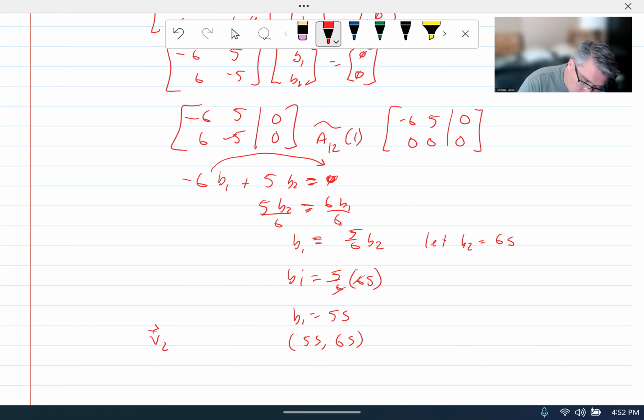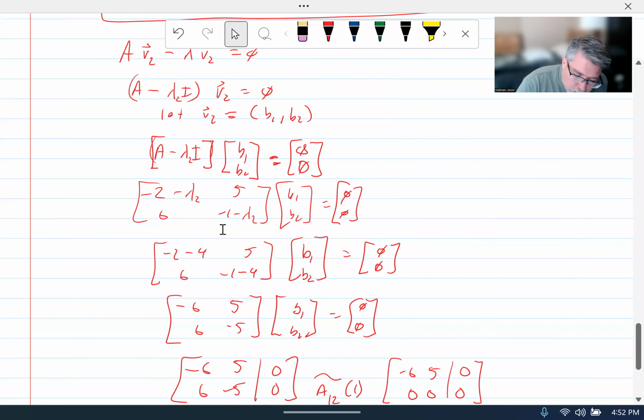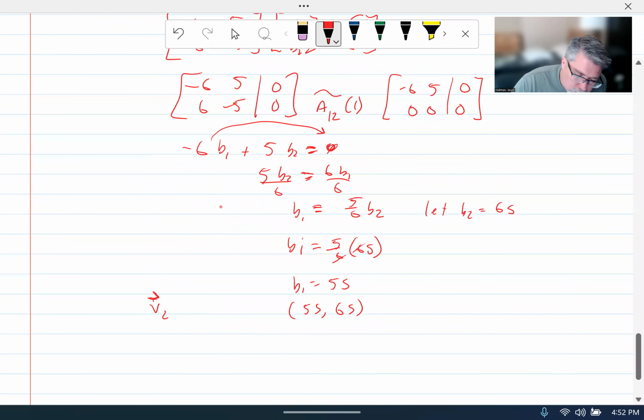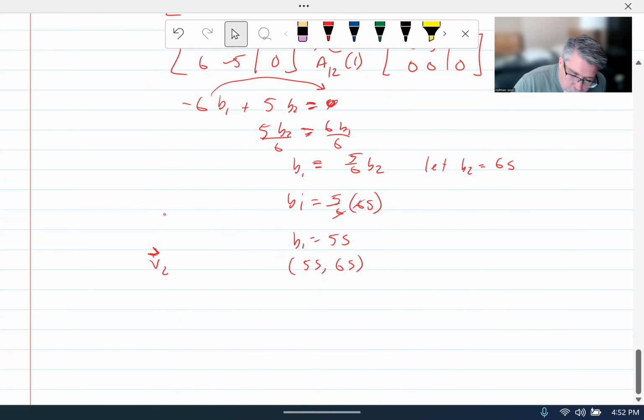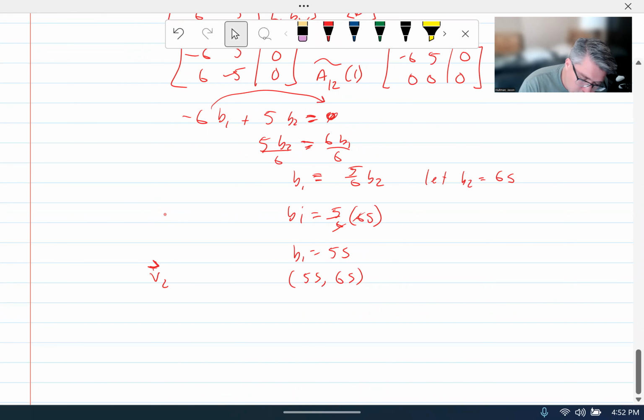So V2, eigenvector 2 that corresponded to lambda 2, which equaled 4 there, is an element of R2 such that V equals 5s, 6s, where s is an element of R.